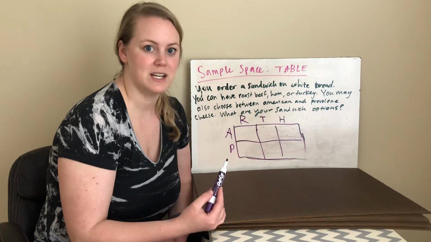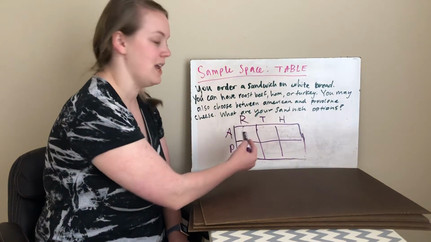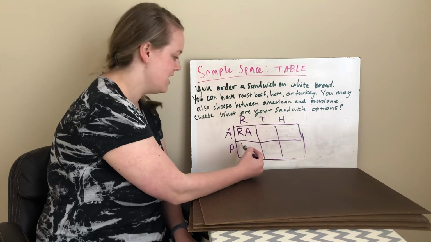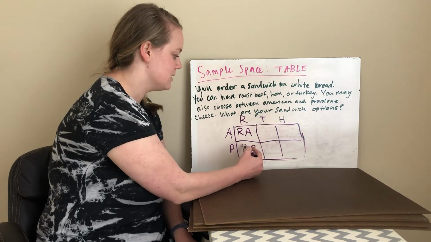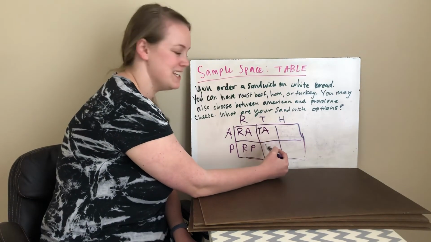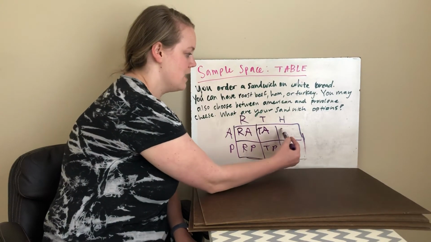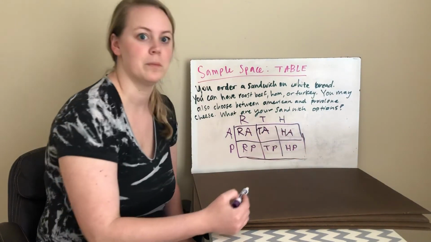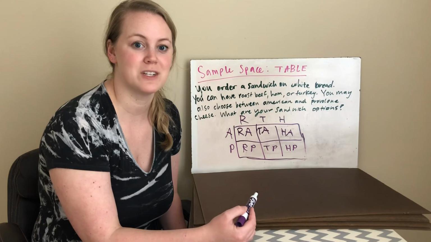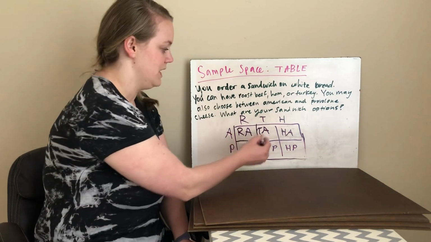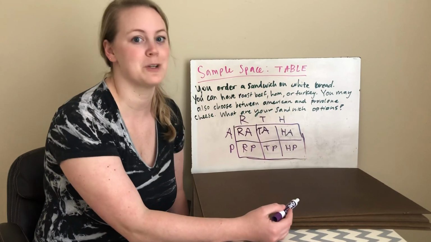And then you just connect the categories together. We have roast beef, American cheese, roast beef, provolone cheese. We have turkey and American cheese. We have turkey and provolone. Ham and American cheese, ham and provolone. And these are all the different sandwich options that you could have. If you were to then be asked how many, you count, and there are 6 different sandwich options.